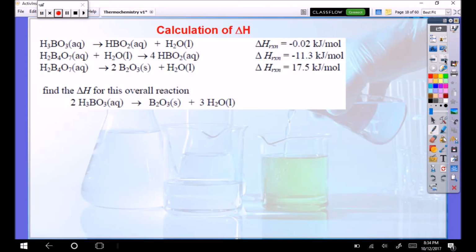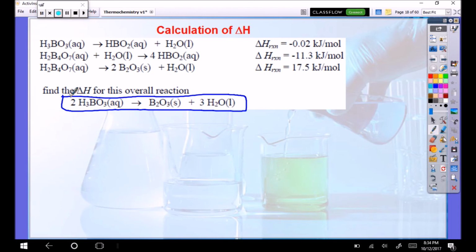Okay. So here's our first example. All right, I believe this is boric acid. So we got some boric acid and some interesting complex here. And we want to know delta H for this reaction.